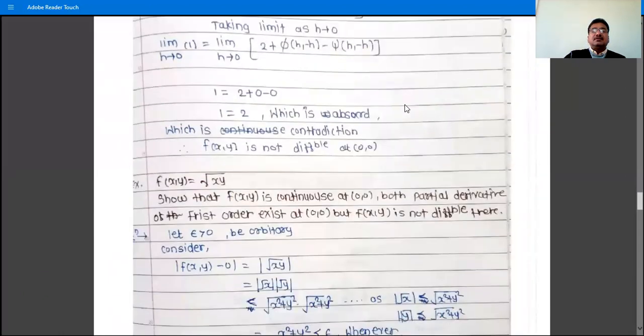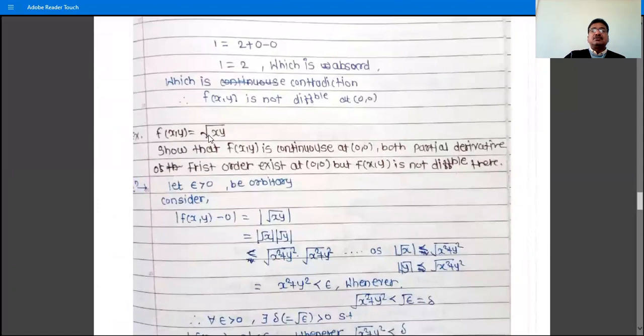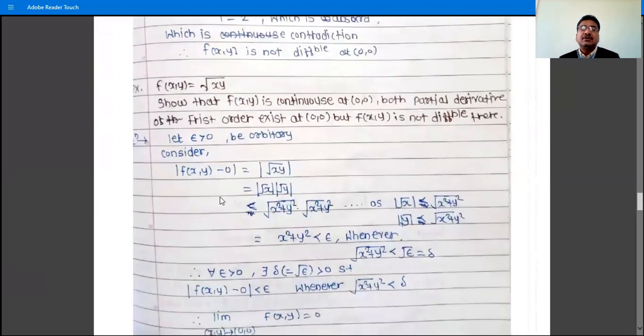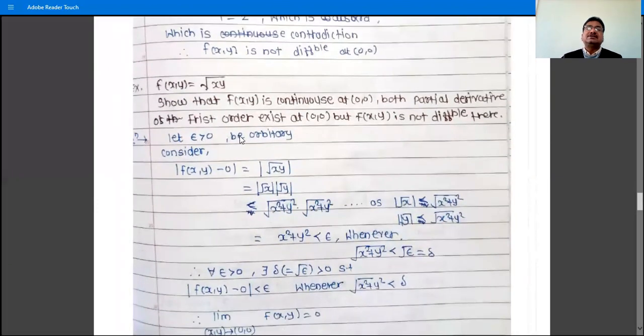So the next problem is f(x,y) is equal to root of x into y. Show that this function is continuous at (0,0), both partial derivatives f_x(0,0) and f_y(0,0) exist, but f(x,y) is not differentiable at (0,0). Okay, so we will show the answer of this problem in the next lecture.